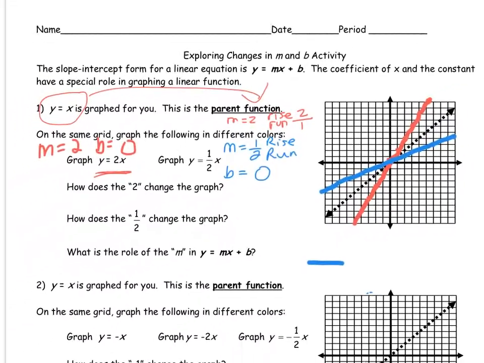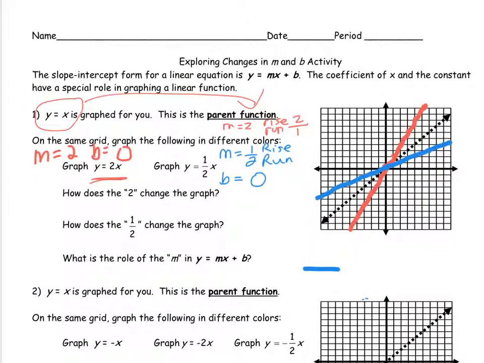So let's look at this. The first question it's asking is, how did that 2 change my parent graph? So we're talking about the red graph. And it's asking, how did the slope of 2 change my parent graph? So let's remember, my parent graph is this dotted line that was given to us, which we know has a slope of 1. So what happened when my slope went from 1 to 2?